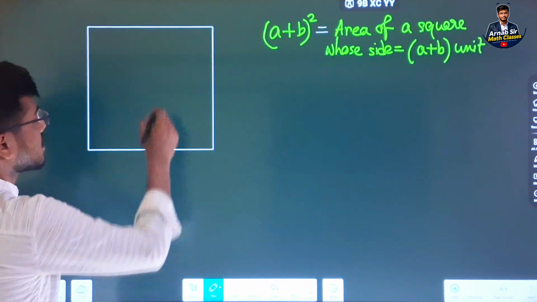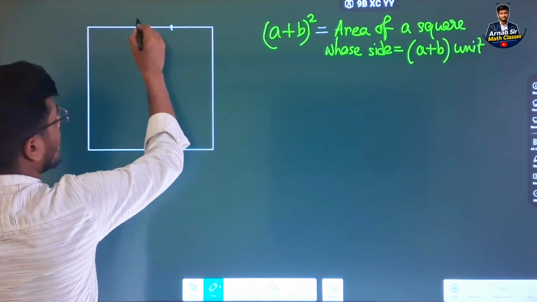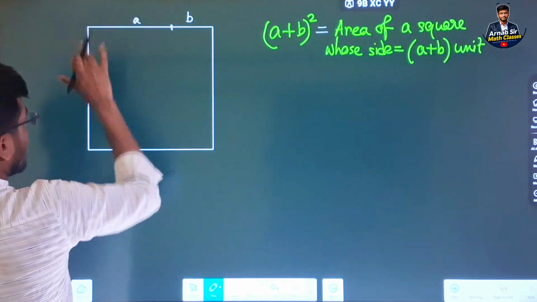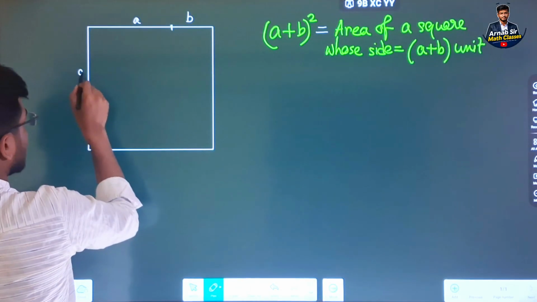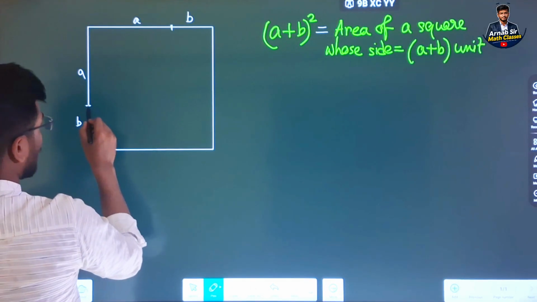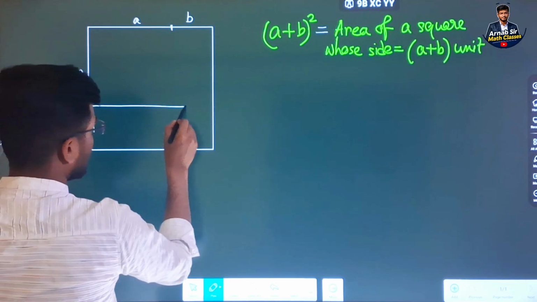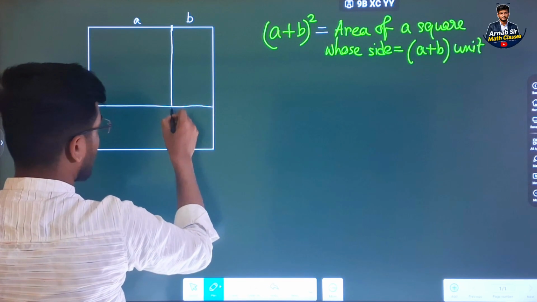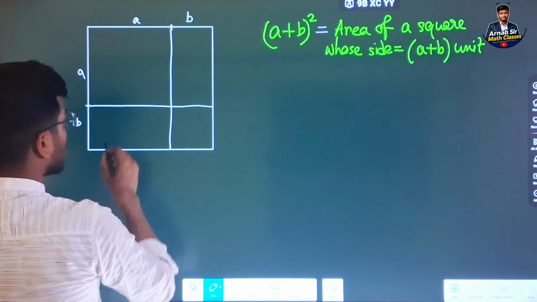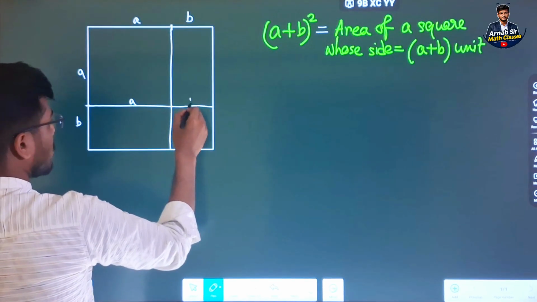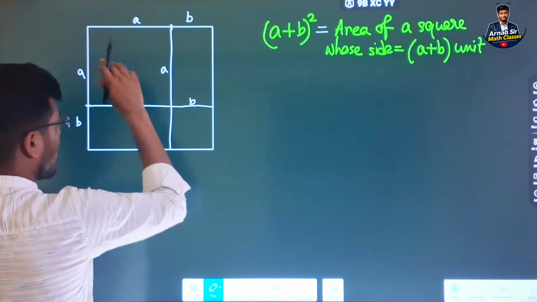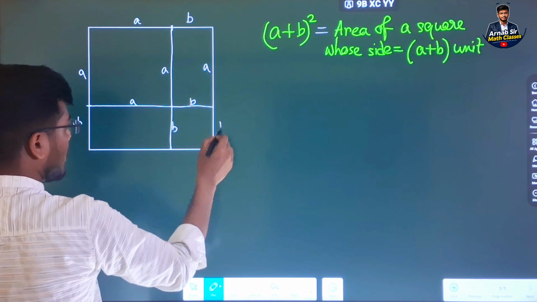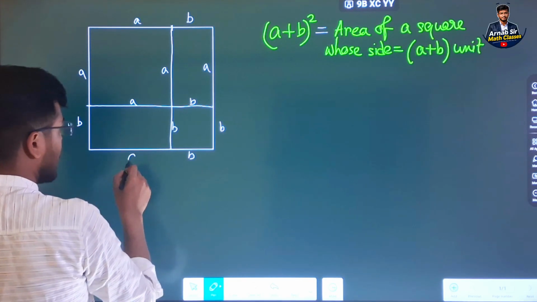Clear? So at first, I take this length as a and this length as b. Again by measuring this, take this as a and this also as b. You draw a parallel line, and also from here you draw another parallel line. Obviously this is a, this is also b, because these are parallel and equal, and obviously this is also a. Then we write this is b, this is also b, this is b, and this is also a.